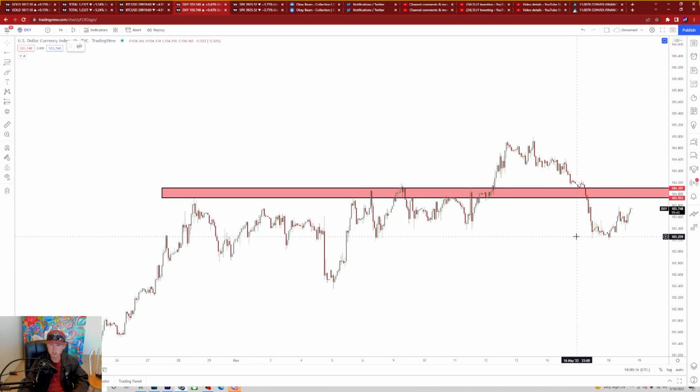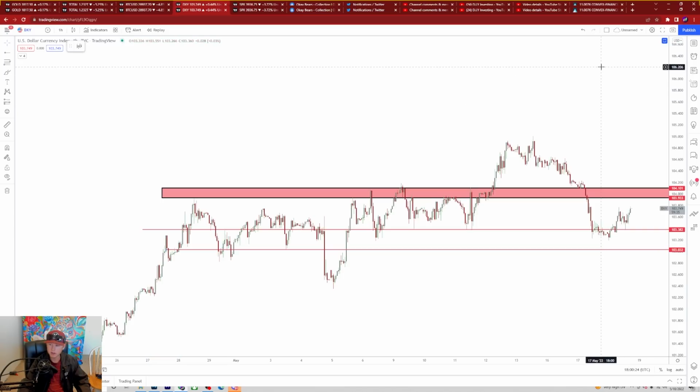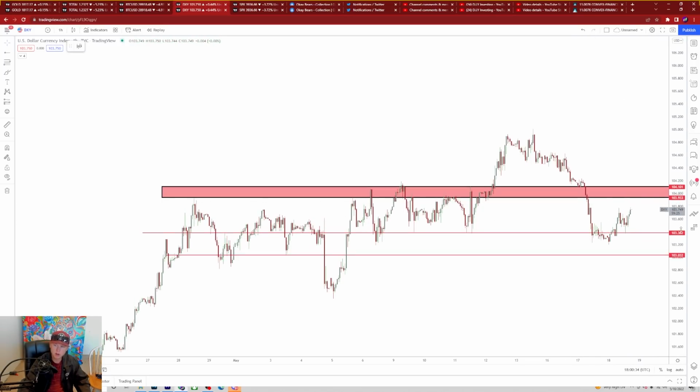We have bounced at our support level that we were watching yesterday. Our support level was basically 103 all the way down to about here. Pretty much the 103 level. And we can see that we actually didn't come all the way down to the bottom of this, but we're bouncing above the top end of this range. So everything's looking good as far as the dollar goes.